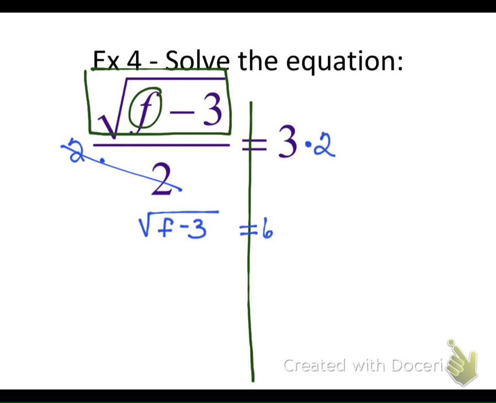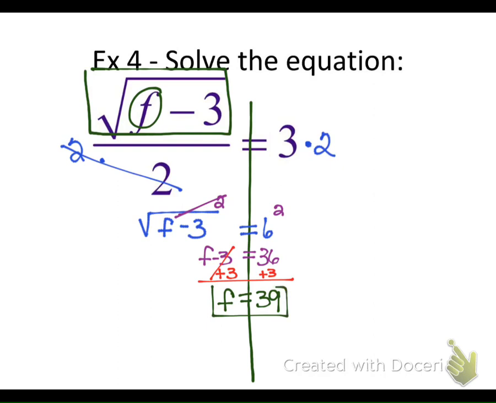So you're going to square both sides because square root and square are inverse operations. So the square and square root cancel, leaving us now with just f minus 3 equals, and then what's 6 squared? 36. And then the final step, you add 3. Solve as usual. 36 plus 3 is 39. And box it.